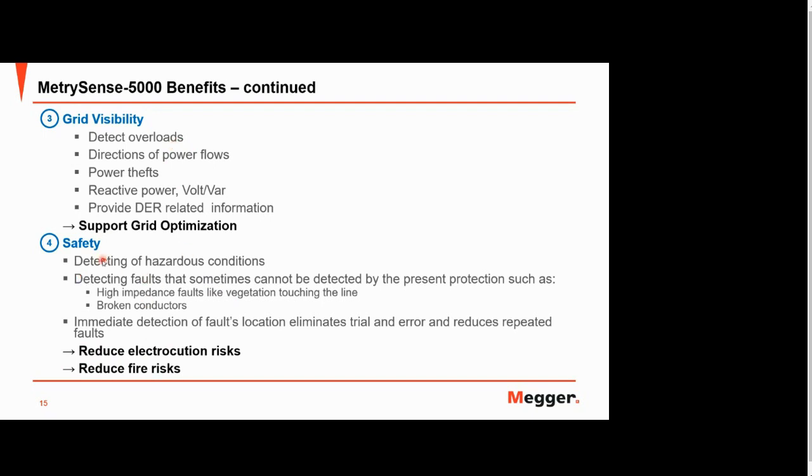And also safety is drastically increased, detecting such hazardous conditions, like I mentioned, a fire, broken conductor conditions, and everything. So detecting faults that cannot be detected by any present protection, such as high impedance faults like vegetation touching the lines, and broken conductors in your network. These two issues are a very big headache for distribution networks, and they're really struggling to find such solutions. But MS5000 sensors can detect the broken conductors and high impedance faults, caused by vegetation touching, a plant or trees touching your particular branch. Immediate detection of fault locations eliminates trial and error and reduces repeated faults. So it reduces the electrocution risk and the fire risk.